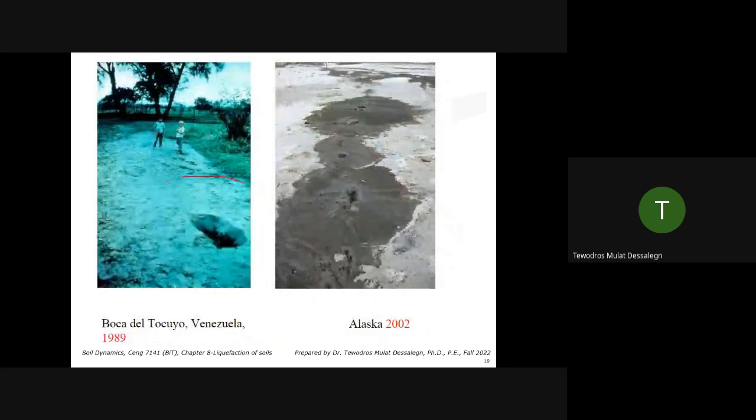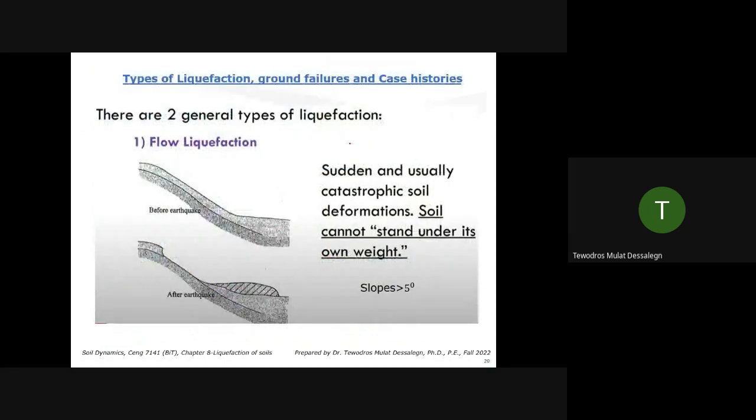So these are some examples of sand boil surveyed in the field after earthquakes. Alaska 2022, Boca del Tocuyo, Venezuela 1989. So many places. So that's just the phenomena of liquefaction. Types of liquefaction, ground failures, and case histories.